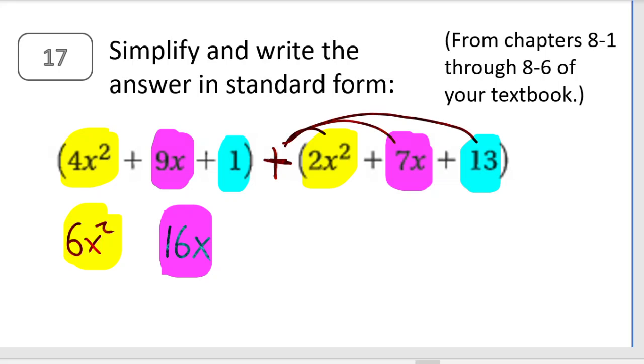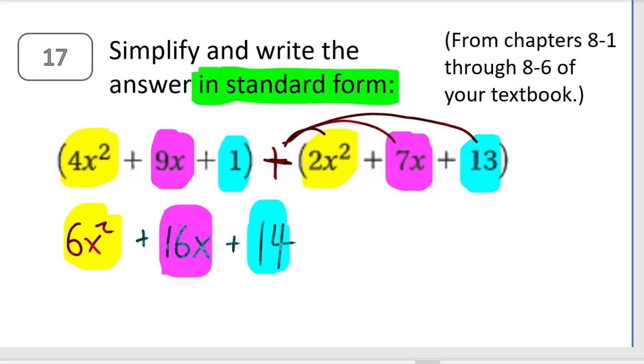So here we have no variables at all. Obviously 1 plus 13 gives us 14. So lastly, we have a 14. All of these were positive, so we can connect them with plus signs. And the last thing to check is to make sure that it is in standard form.